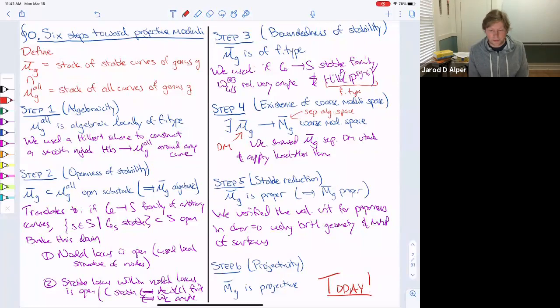I should also say, sometimes you can just work directly with the stack. You don't need to know that you have a projective coarse moduli space. But often you have many more tools at your disposal if you know that it's a projective variety. Like you have intersection theory and Hodge theory, the whole toolkit of projective geometry, birational geometry, and whatnot. So knowing that it's projective allows you then to exploit those tools. Any questions? I'll pause for a moment.